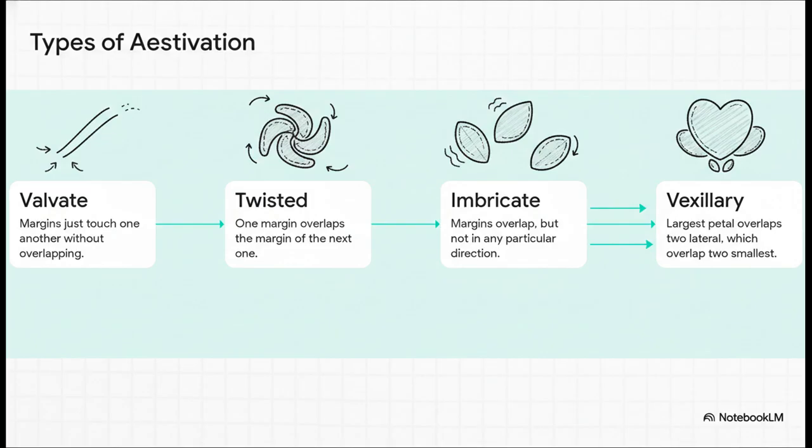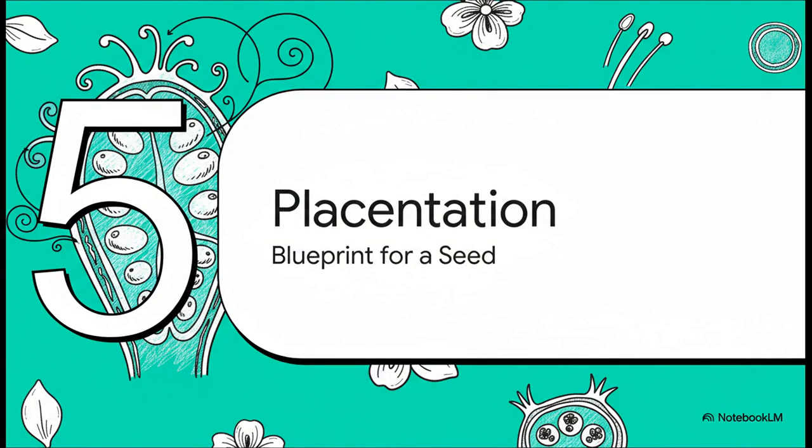Imbricate is a bit more chaotic. They overlap but in no particular pattern. And finally, vexillary is a super specialized pattern common in pea flowers where one big petal wraps around two smaller ones.